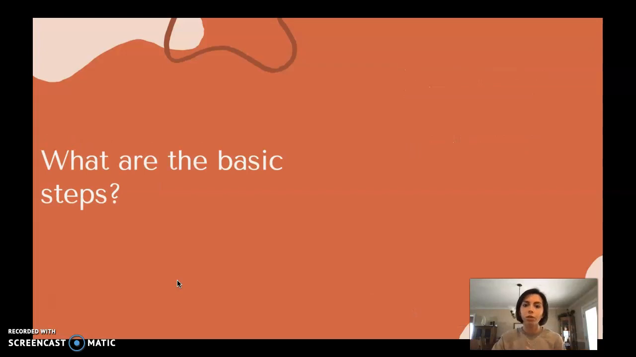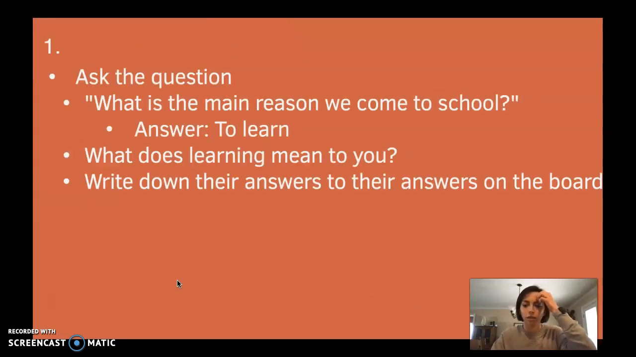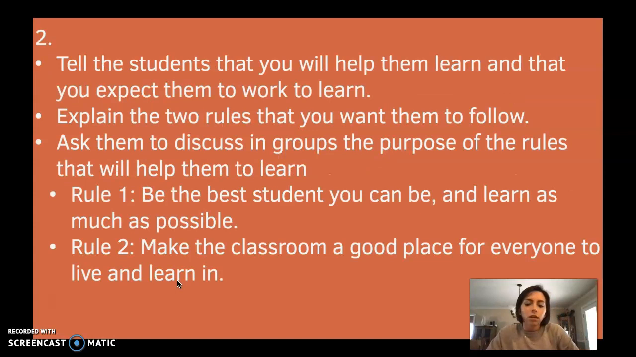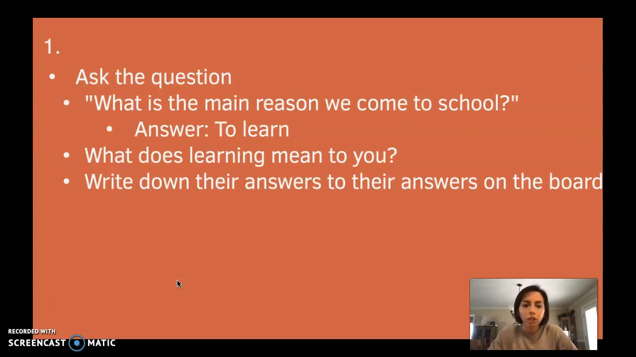What are the basic steps? So there are 7 steps in this classroom practice. First, you want to ask the question, what is the main reason we come to school? Hopefully their answer will be to learn. Maybe ask with that, what does learning mean to you? Then you want to write down their answers on a board.